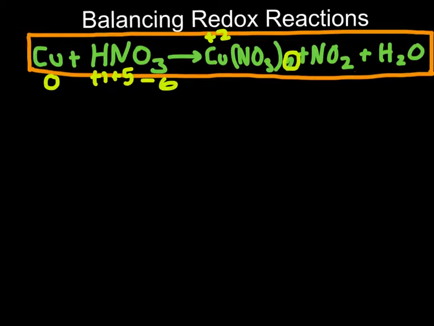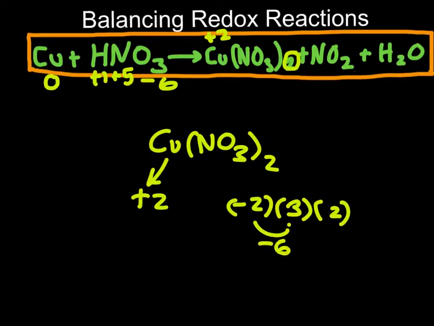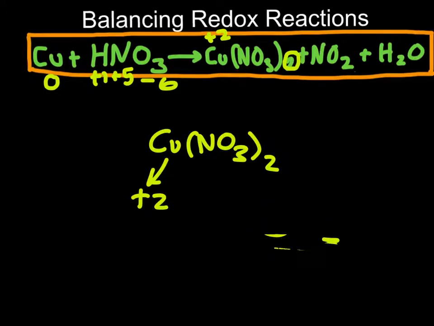Because, here, I'm going to write this down. Copper nitrate, with the 2. So since we know this is +2, each oxygen by itself is -2. We have 3 of those inside the nitrate, and we have 2 of the nitrates. So -6 times another 2 is -12. So we've got our +2, -12, and the overall charge has to be 0. So that means the nitrogen here would have to be a +10.